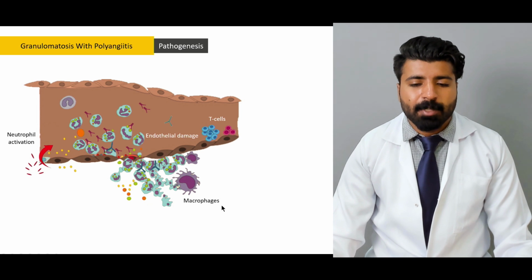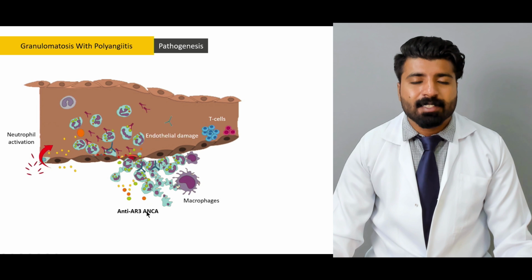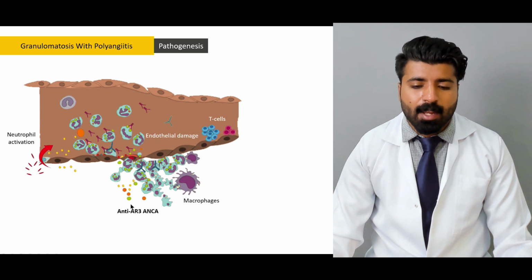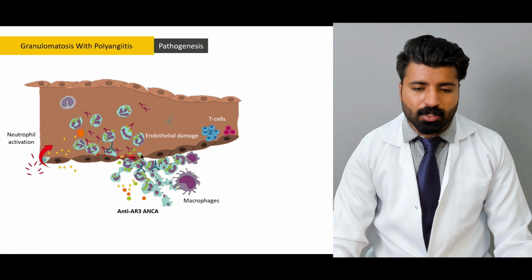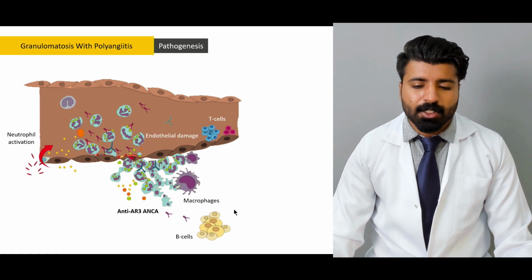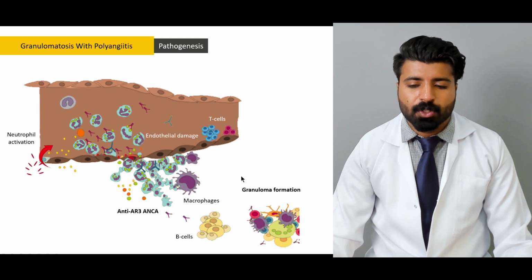And macrophages will be activated. They'll start eating it up, and ANCA will be present. Now this is a major thing to remember. ANCA will be seen in this condition. So this will lead to B cell formation, and somehow it will lead to granuloma formation, in which all of this will coexist, and granulomas will be formed inside the lungs.